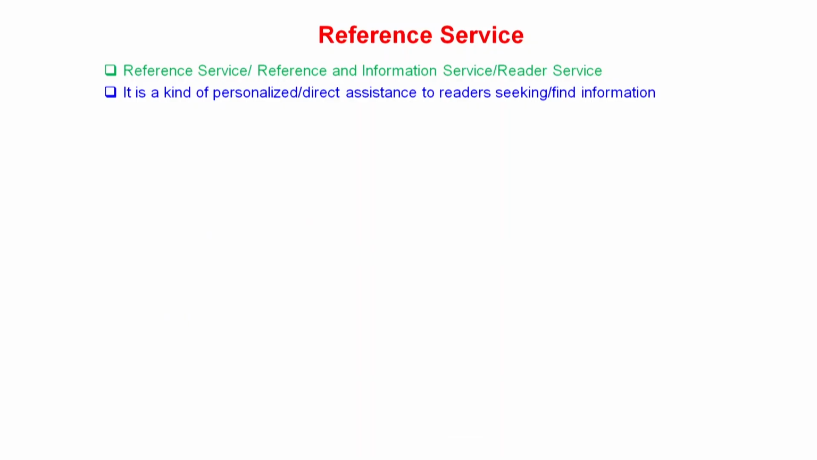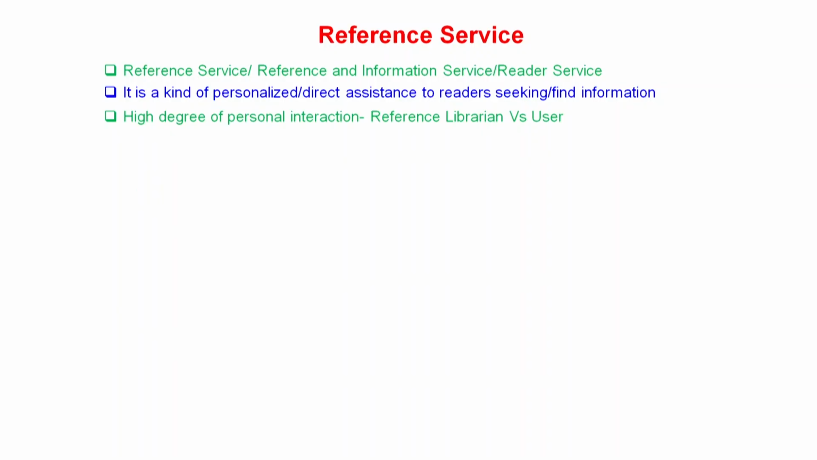There are synonyms for reference service. Reference service is also called reference and information services or reader services. That means the reader is playing an important role in this particular reference and information service. So we can say that it is a kind of personalized service, where a particular individual or a group of individuals are asking for particular information, or seeking some kind of information from you, and that is part of reference service.